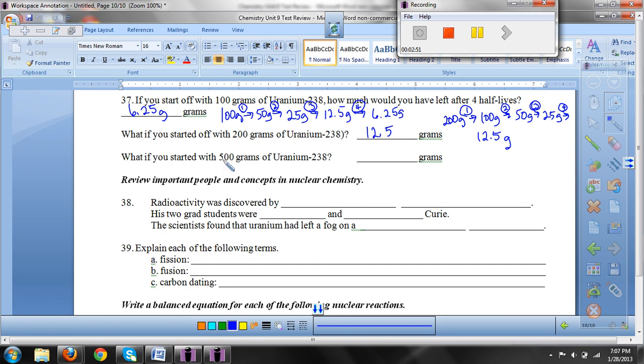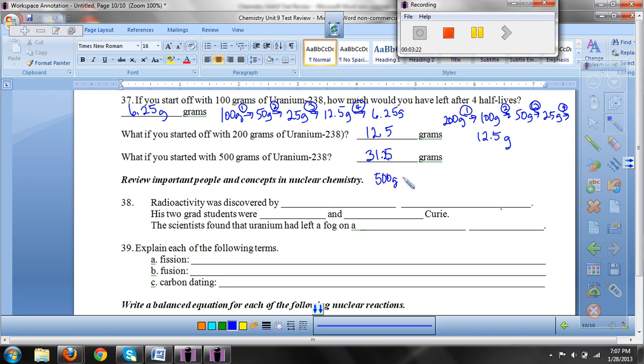Okay, if you started with 500, that's 5 times that. So 5 times 6.25 would be 31.25, if I did my math correctly. Let me see if that makes sense. 6.25 times 5, that's 31.25. Yeah, 31.25.